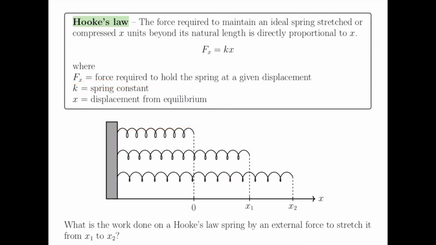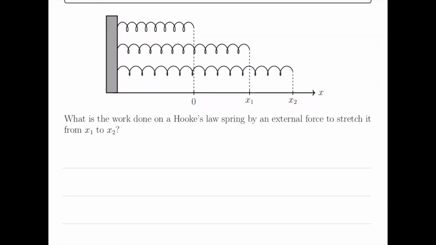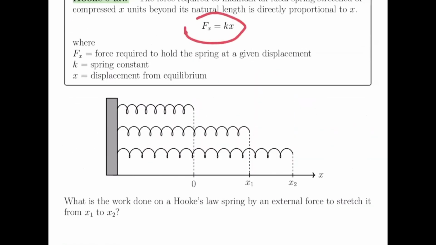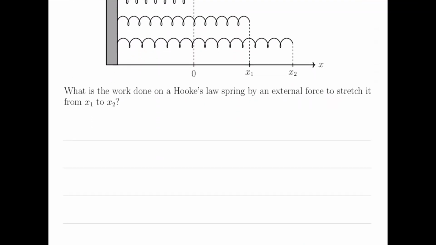So equilibrium means that the spring is at its natural length, so it's not stretched or compressed. Basically, the net force is 0. The question is now, what is the work done on a Hooke's law spring by an external force to stretch it from x1 to x2? Well, it's a variable force. Yes, the force varies. It's directly proportional to x. So we have to do an integral. It's an easy integral though.